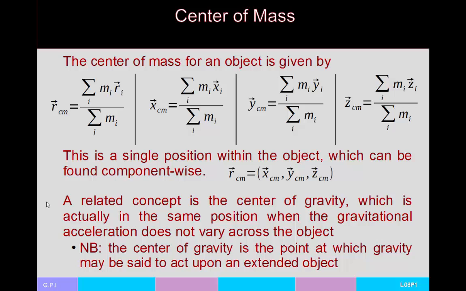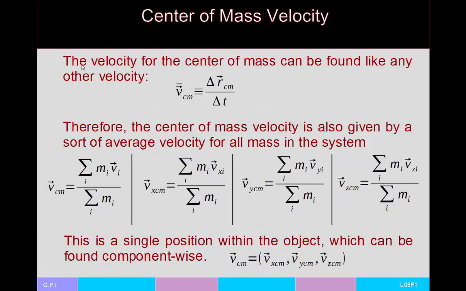Certainly, if the gravitational acceleration does not vary across the object, then the two should be the same position. And this is basically the point at which gravity is said to act on an object if you have an extended object. So we'll look a little more at that in the section on statics and on equilibrium and torque.